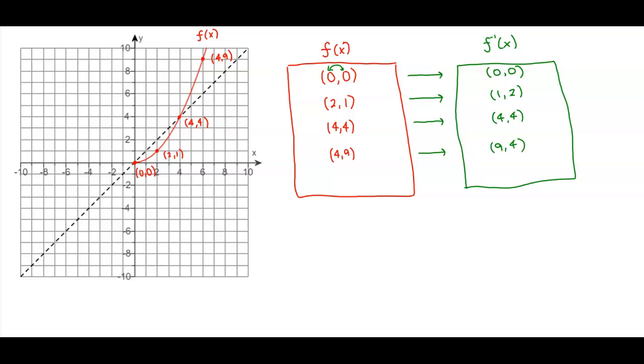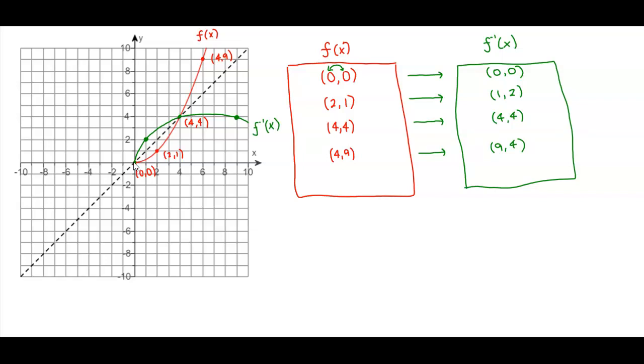Let's go ahead and plot those points. So here's 0, 0. And then we have 1 and then 2. And then we have 4 and then 4. And then we have 9 and then 4. So you can see here that when we graph this function, there is the graph of the inverse. And this is the inverse function.